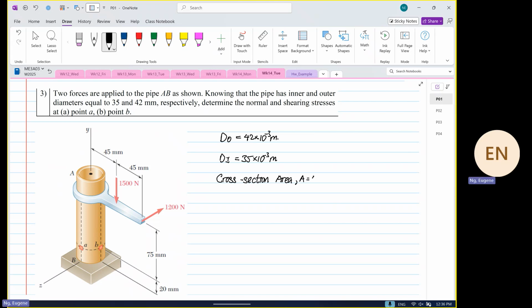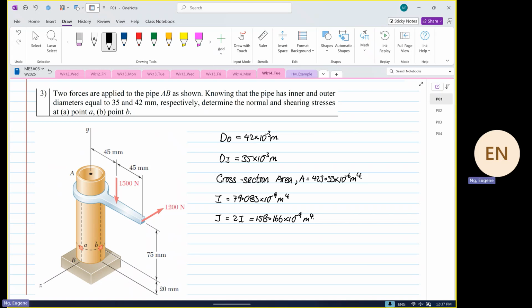It's equal to 423.33 times 10 to the power minus 6 meter squared. This is easy. The second moment of area, I, is equal to 79.083. And just remember, J is equal to 2I. So this will be equal to 158.166 times 10 to the power minus 9 meter 4.